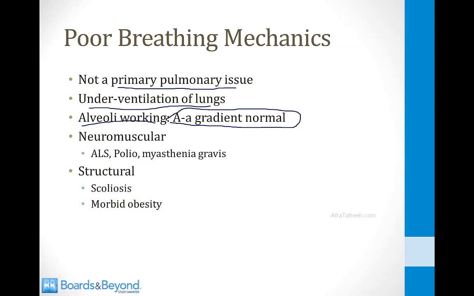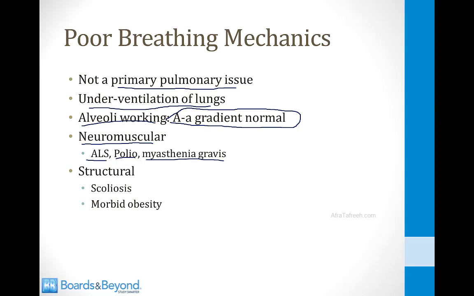So what interrupts your breathing mechanics? Well, you can have a neuromuscular problem like ALS or polio or myasthenia gravis. Patients with these diseases can't activate the muscles in their lungs properly to draw in a deep breath, and they develop restrictive physiology even though their lungs are healthy.